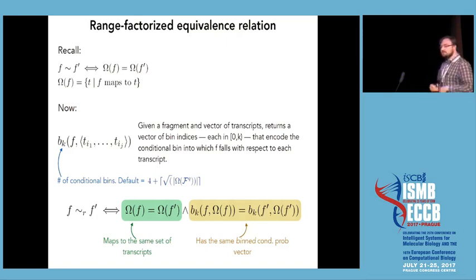So how might we do that? We proposed a couple of things in the paper. We tried a few things that don't work, but this is the one that did, so it's the one I'm going to tell you about. So recall the original definition of equivalence classes. Two fragments, f and f prime, are equivalent if and only if they map to the same set of transcripts.